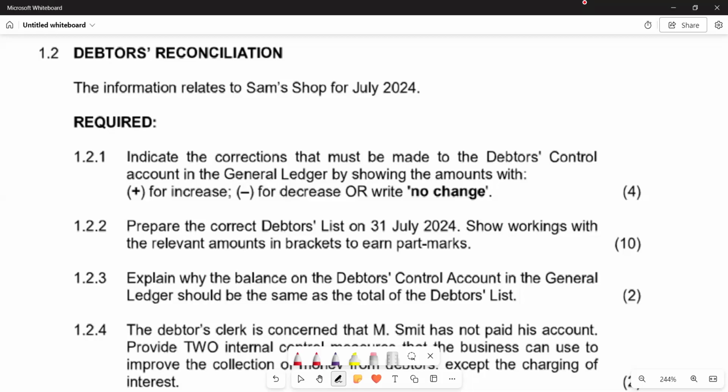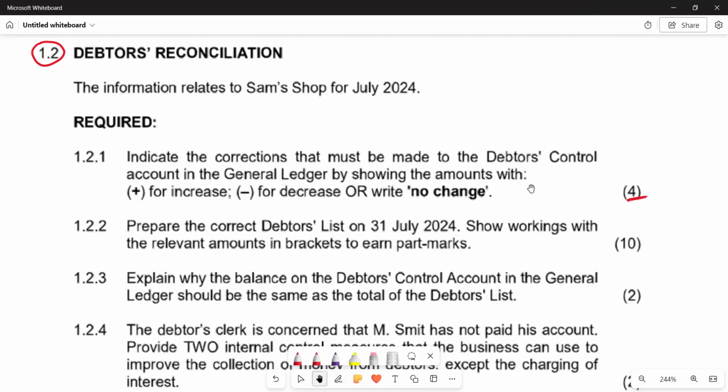In this video, we want to look at a question from the preparatory exam for September 2024. So we're going to look at question 1.2 on that question paper, that is on the preparation of the debtors reconciliation. The question reads: the information relates to Sam's Stock for July 2024. On the required part, that is 1.2.1, it reads: indicate the corrections that must be made to the debtors control account in the general ledger by showing the amount with a plus for increase, a negative for decrease, or zero for no change. And the question has got 4 marks. So this is the question that we're going to start with.